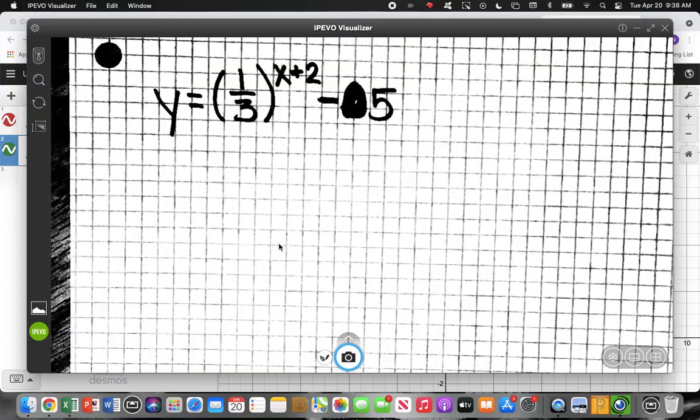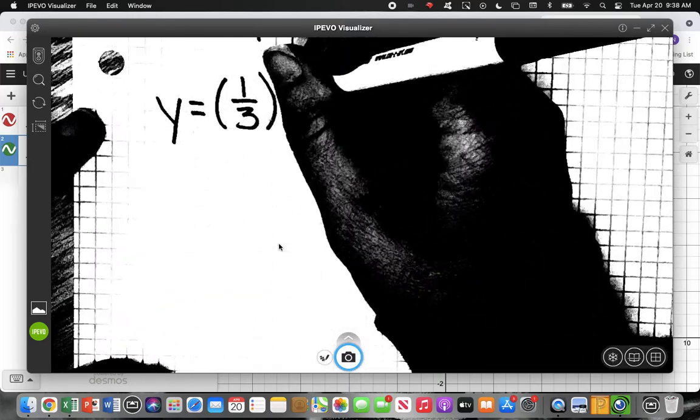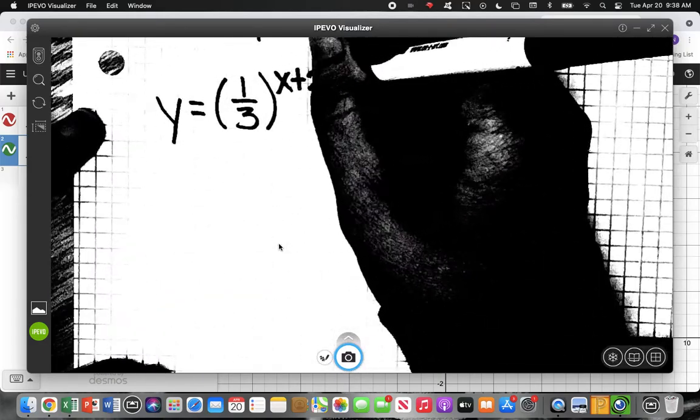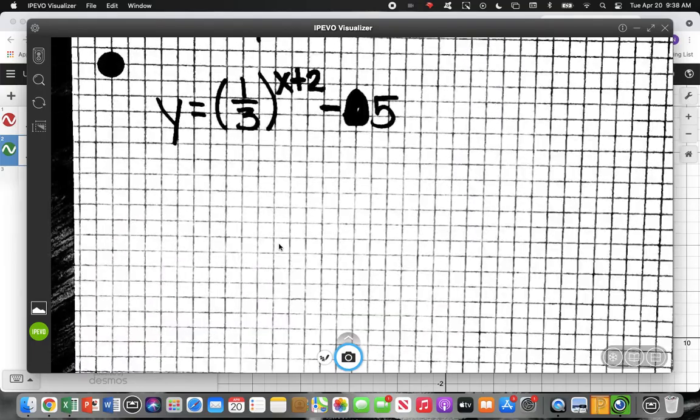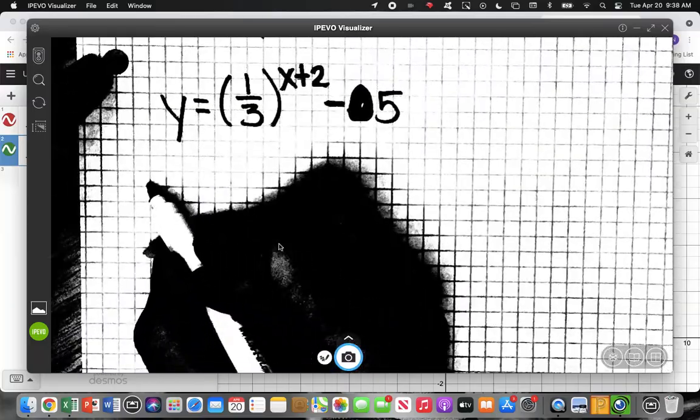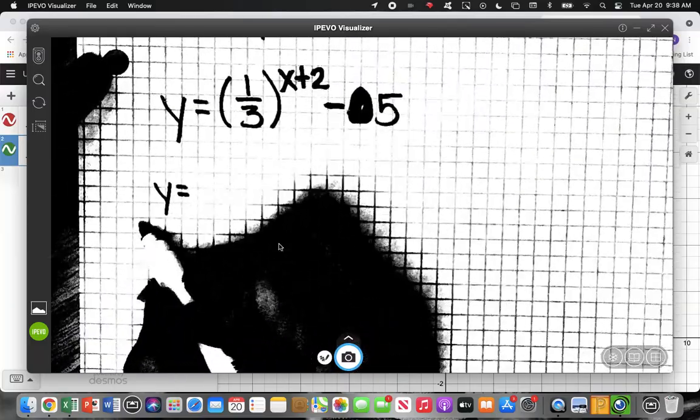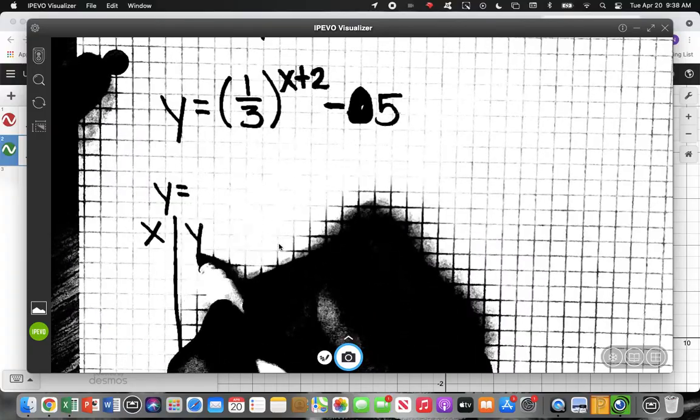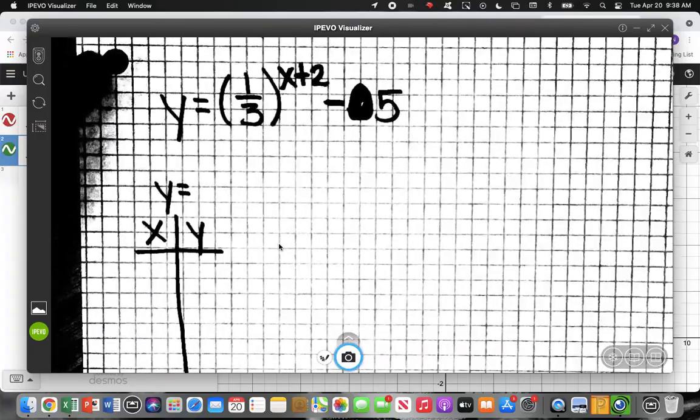All right, so 1/3 is our base, and then our exponent is x plus 2, and then we've got a -5. All right, so what are we going to make our table for? When I go to make my table, what's the parent function? What would it look like if I didn't have any shifts there? Well, yeah, what's the base?